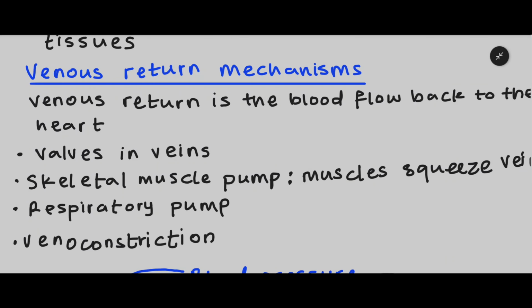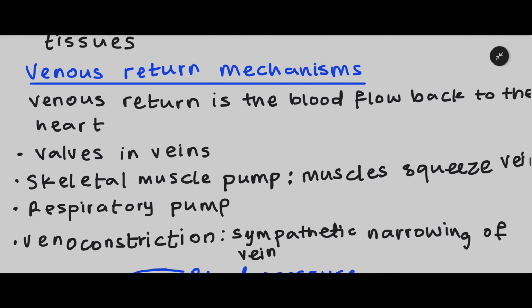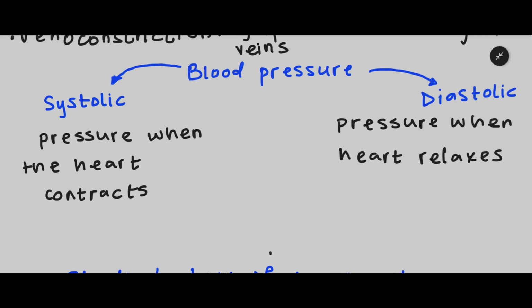And lastly, we have vasoconstriction. Vasoconstriction is actually triggered by the sympathetic nervous system. So vasoconstriction is sympathetic narrowing of veins. Okay, some more key terms for you.